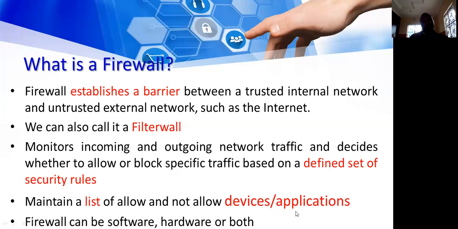A firewall can be software, it can be hardware, or both. Okay, what I mean is that you could have a firewall that is purely software, a software program acting as a firewall, trying to block or allow devices or applications based on what you define. So it could be hardware. For example, you could have a router that is configured to act as a firewall, and you could have both together, like firmware. Okay, so you could have a firewall that combines both the software and hardware together. That's what we mean by both.